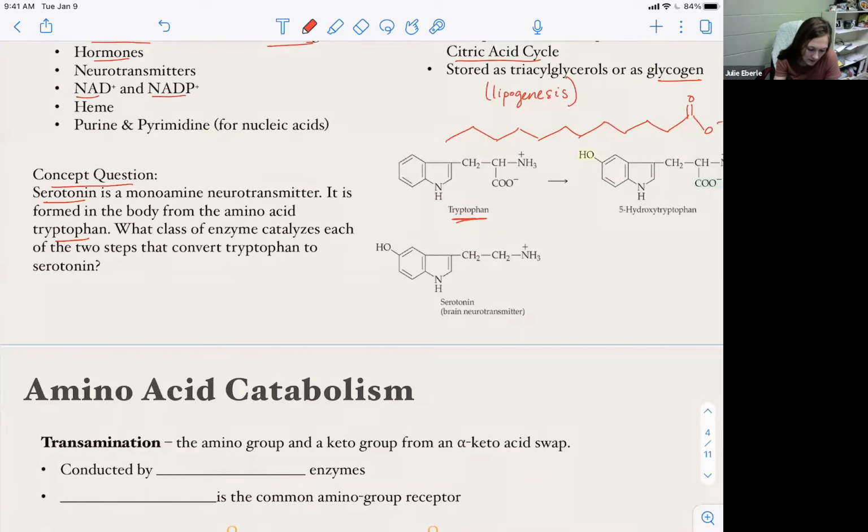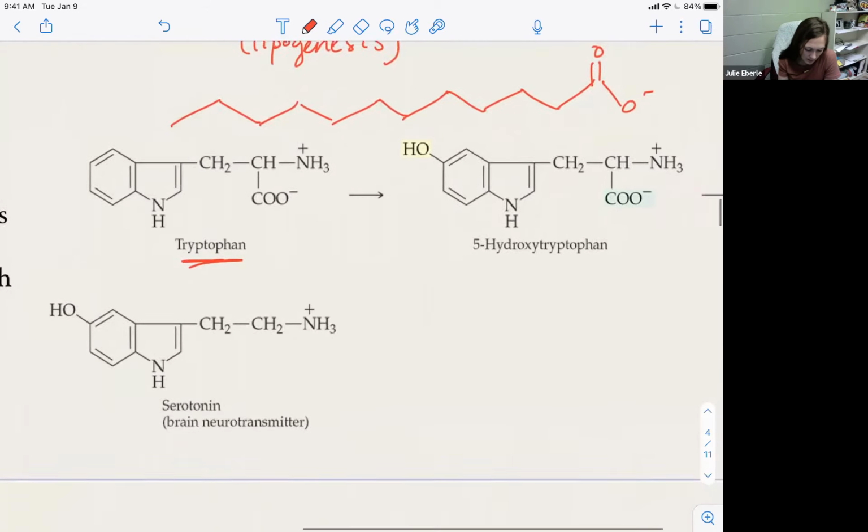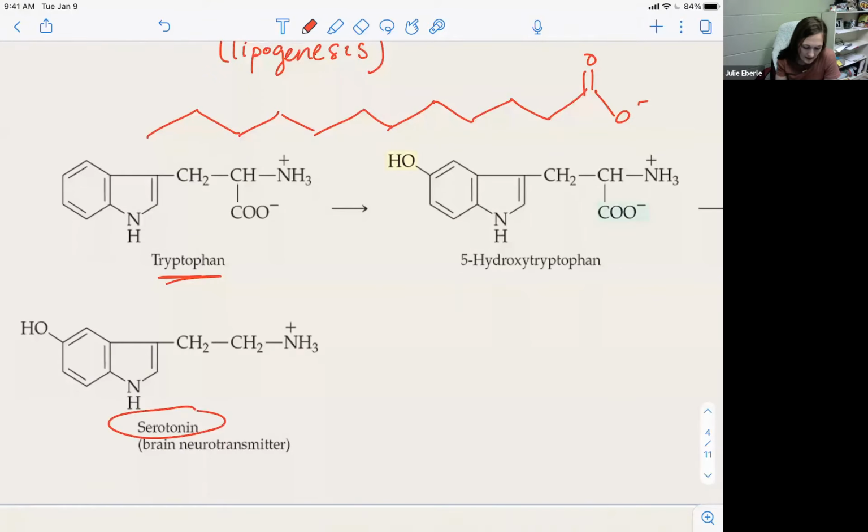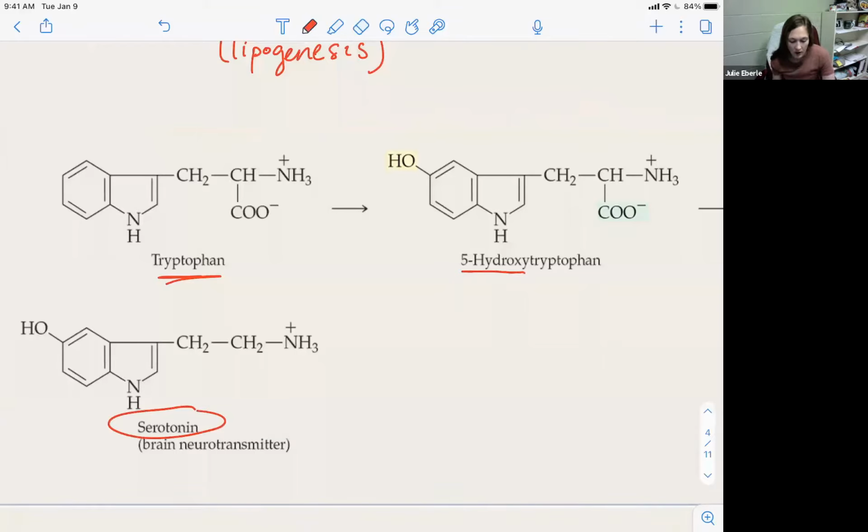So let's look right here. I'm going to zoom in on this. Tryptophan to serotonin, which is down here. Okay. So the first thing that is different, I'm going to erase this. The first thing that is different between tryptophan and 5-hydroxytryptophan is that there is a hydroxy group on, I guess, carbon number 5 of that ring. So what sort of enzyme would catalyze this? What do you guys think?